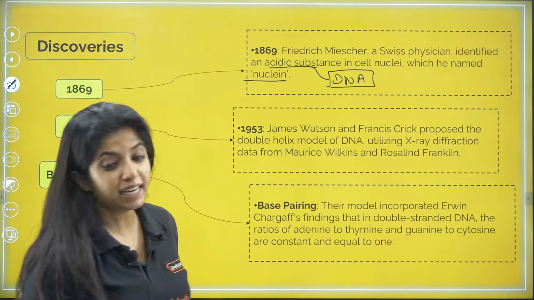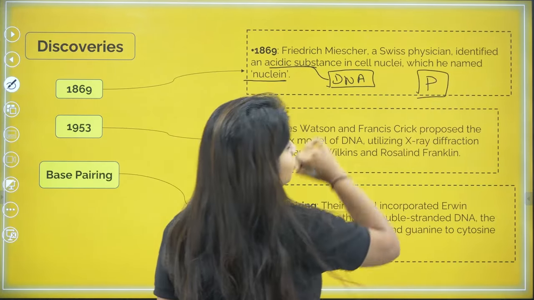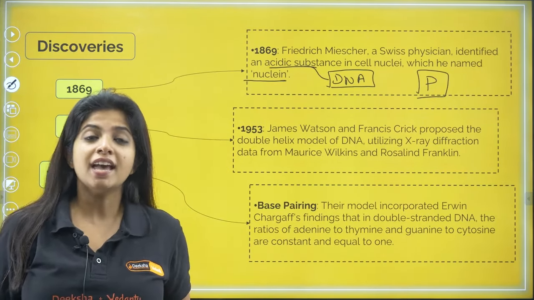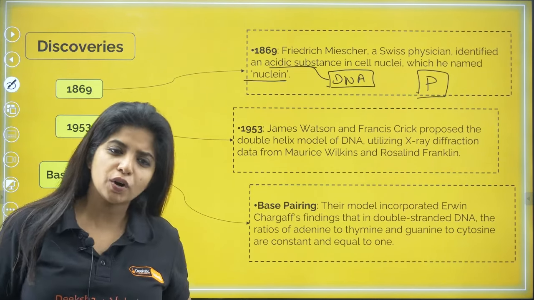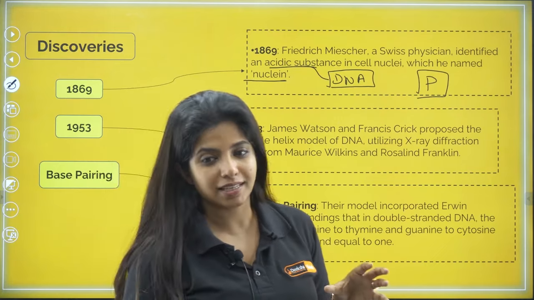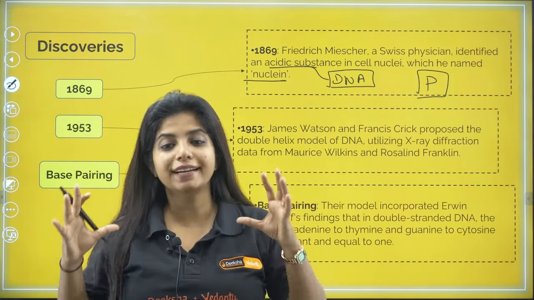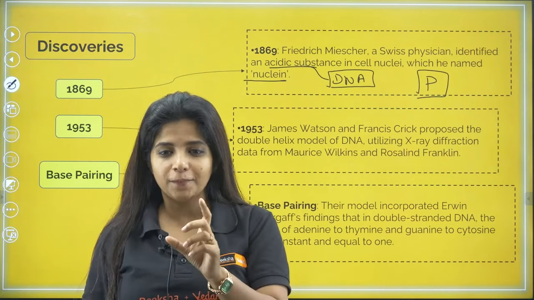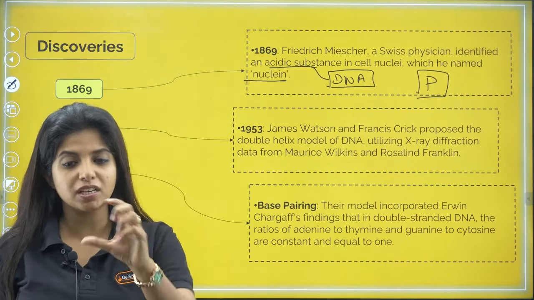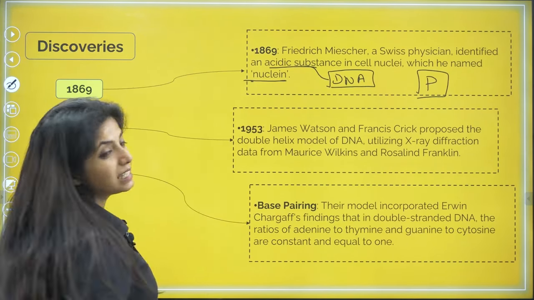Why do you consider DNA to be acidic? Because I told you it has a phosphate group, and this phosphate group is attached with an oxygen, and this oxygen, my dear children, has the negative charge. So if you do not want to go in depth, just understand the phosphate group is the one that in some ways is giving the negative nature or the acidic nature to the DNA molecule. So Frederick Mischer found out that there is some acidic substance in the cell's nuclei which he called nuclein in the year 1869.